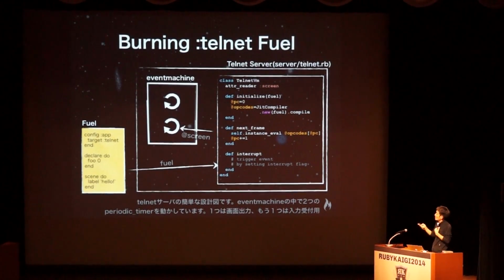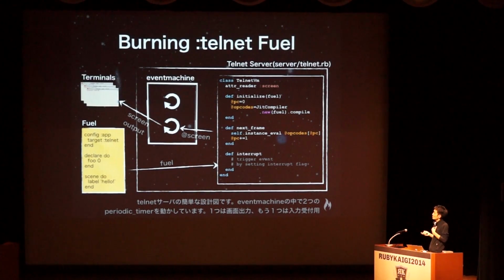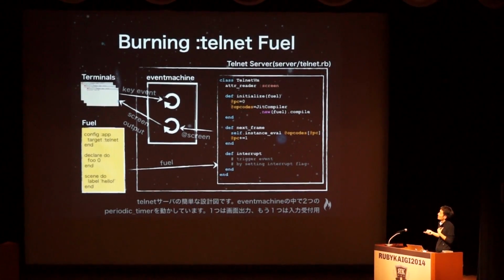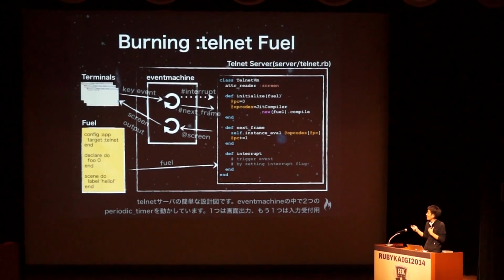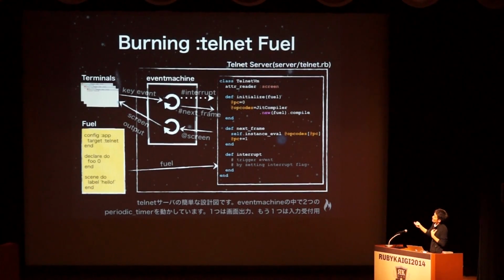The first one, the one below, is for the screen output. So the Telnet terminal will receive the screen output from the periodic timer. And the second one is for receiving key events from the terminal. And once the event machine receives the key event, then the event machine will just pass that event to the Telnet VM. This is the core part of the Telnet sub architecture.